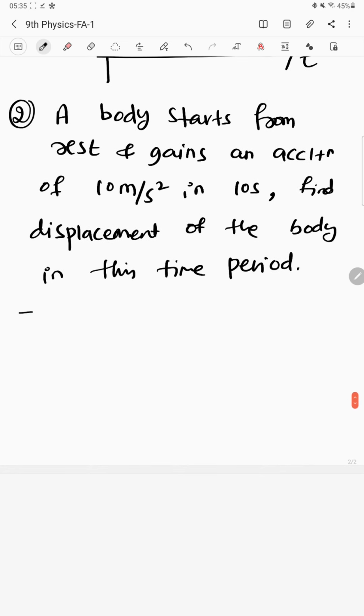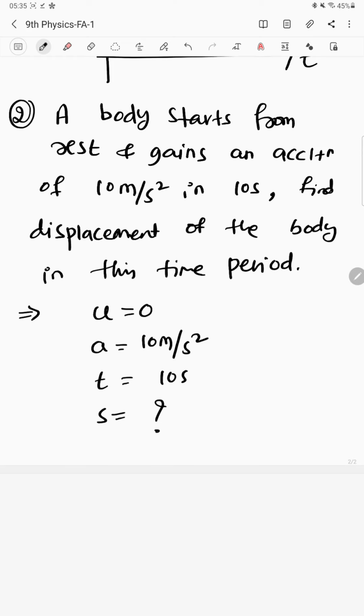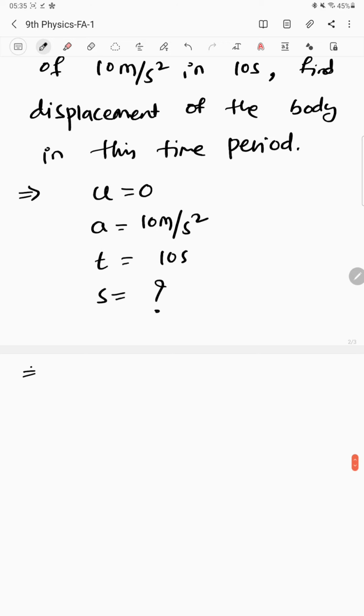All right, a body starts from rest means initial velocity is 0 and gains an acceleration of 10 meter per second square. That's why a is 10. And in how many seconds? 10 seconds. Now they're asking about displacement. Now let us try to understand this. S is equal to, what is the formula? ut plus half at square.